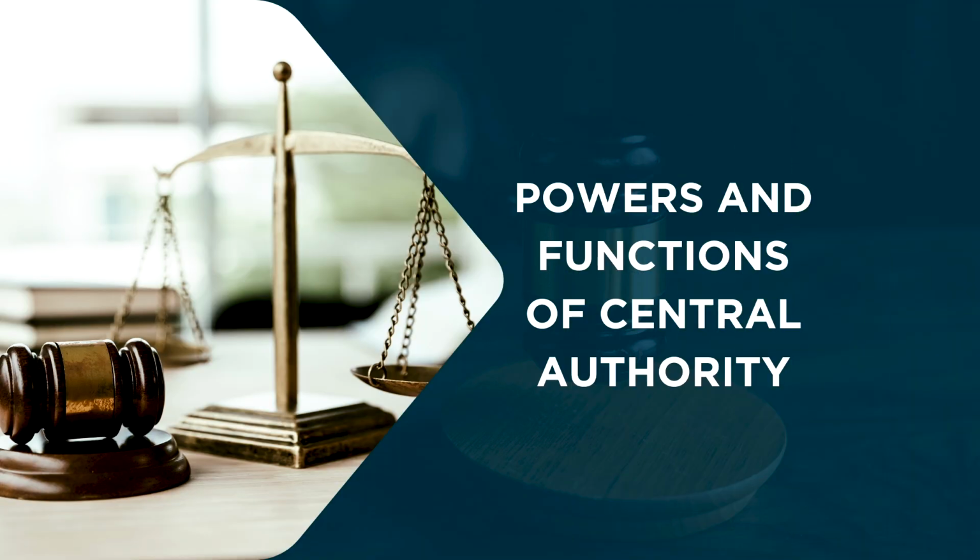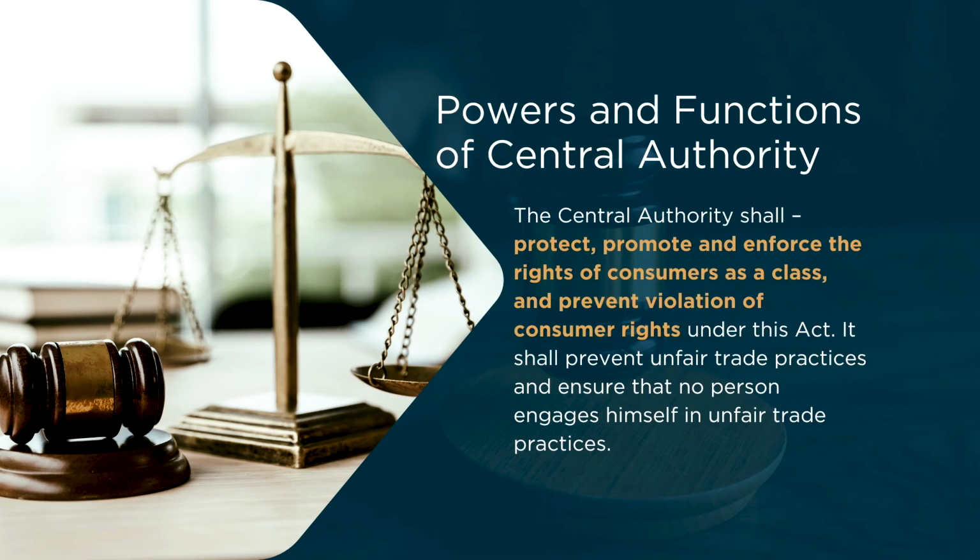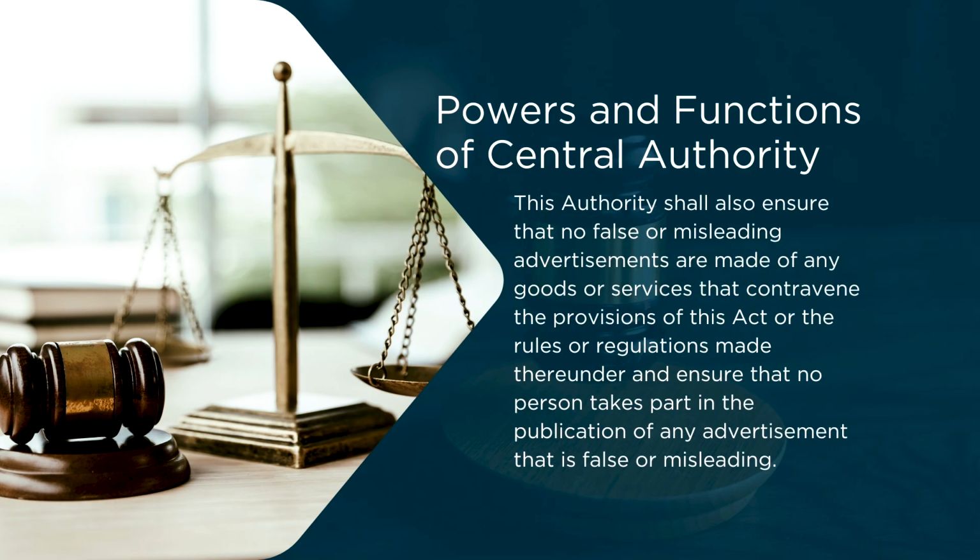Dear viewers, now we shall discuss the powers and functions of the Central Authority. The Central Authority shall protect, promote, and enforce the rights of consumers as a class and prevent violation of consumer rights under this Act. It shall prevent unfair trade practices and ensure that no person engages himself in unfair trade practices. This authority shall also ensure that no false or misleading advertisements are made of any goods or services that contravene the provisions of this Act or the rules or regulations made thereunder, and ensure that no person takes part in the publication of any advertisement that is false or misleading.